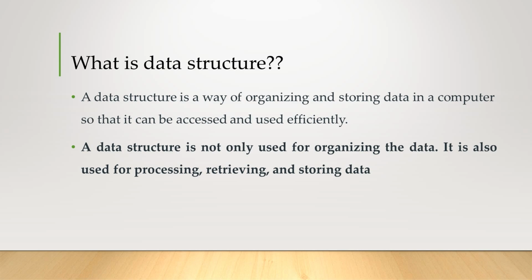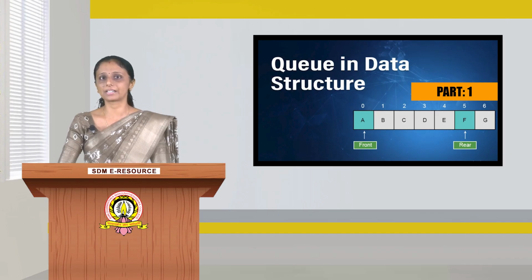And as we all know, data structures can be classified into two types. One is the primitive data structure, and the other is the non-primitive data structure. Primitive data structures include character, integer, boolean and float. So we say these are primitive data structures.